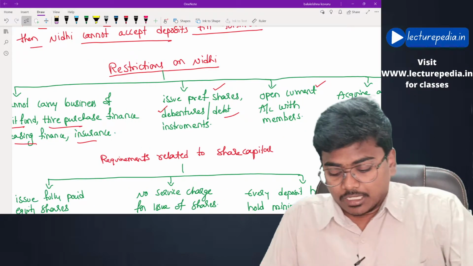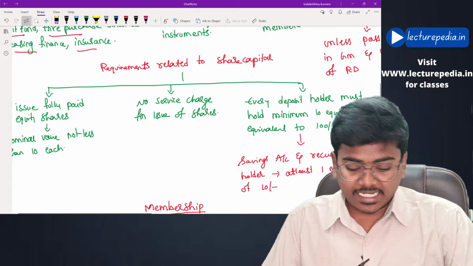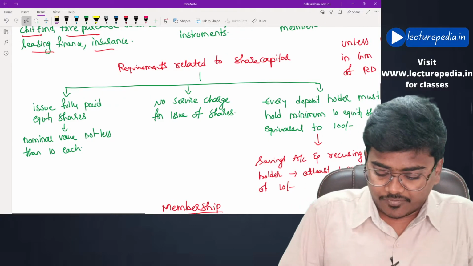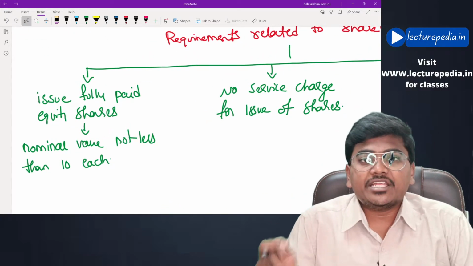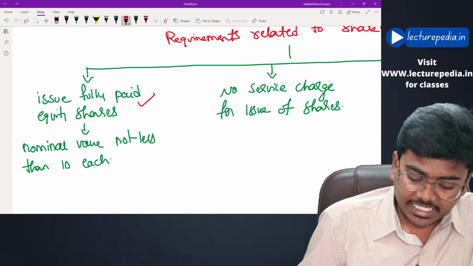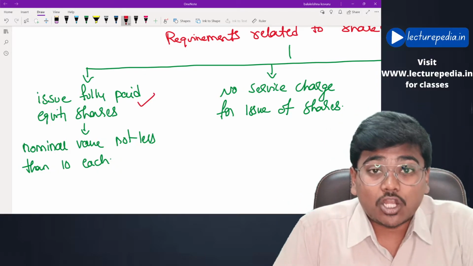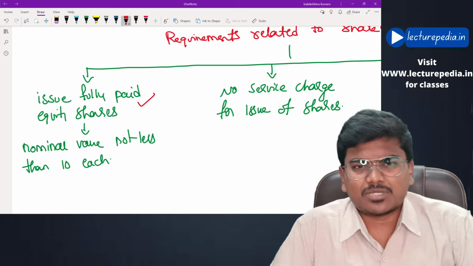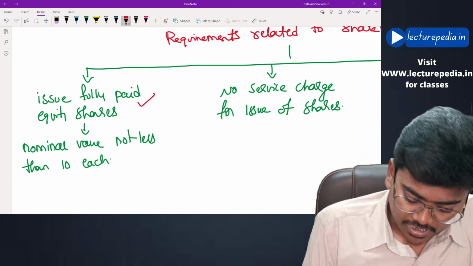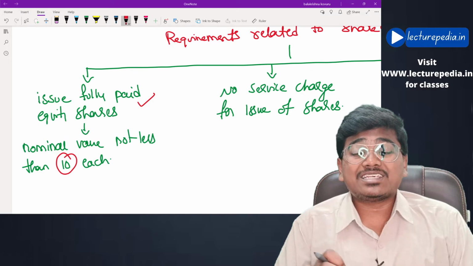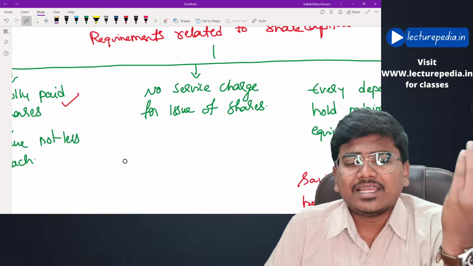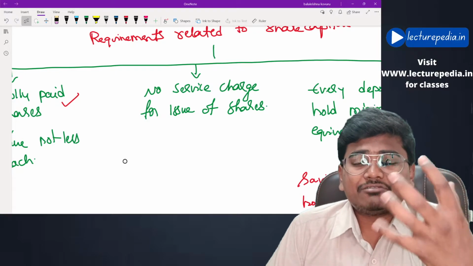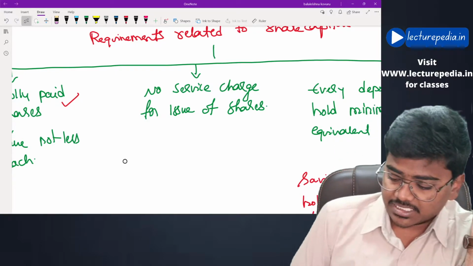Next, requirements relating to share capital. First of all, Nidhi can issue only fully paid equity shares. Okay, fully paid equity shares, and that too, the nominal value of these equity shares must be at least 10 rupees. Okay, value not less than 10 rupees. And while issuing these shares, it cannot charge any service charge for issuing the shares.